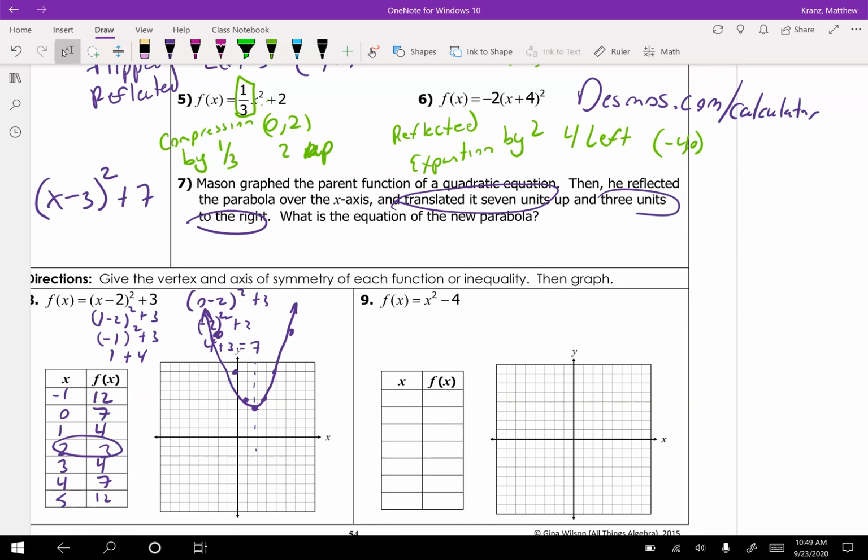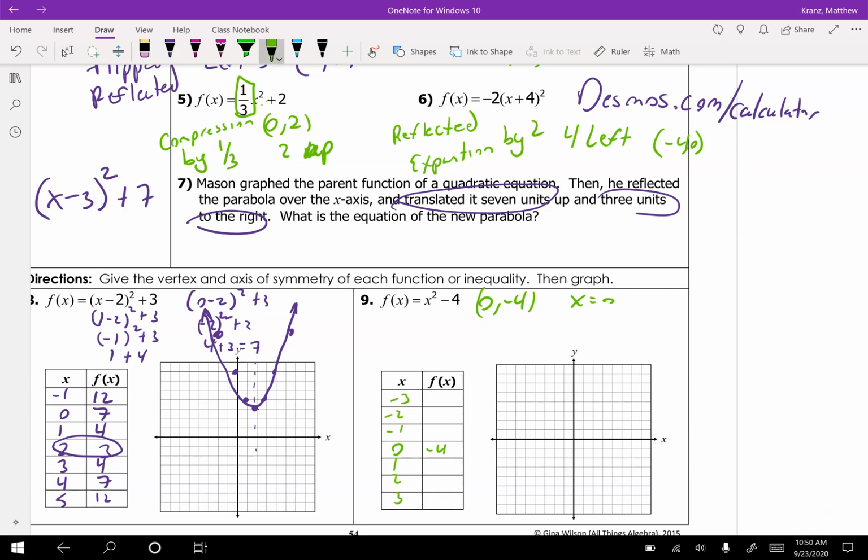All right, so on number 9, our vertex is just going to be 0, -4. Our axis of symmetry will be x equals 0, or the y-axis. So now we can go ahead and put this -4. We can go -1, -2, -3, 1, 2, and 3.